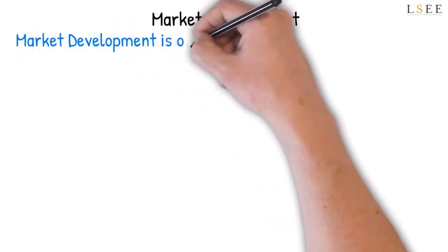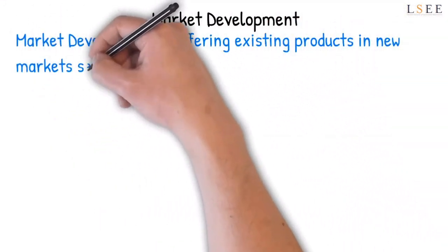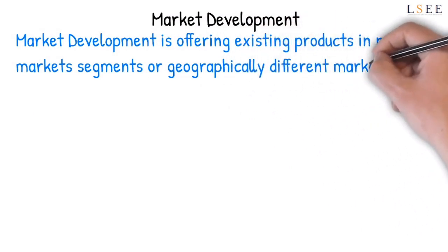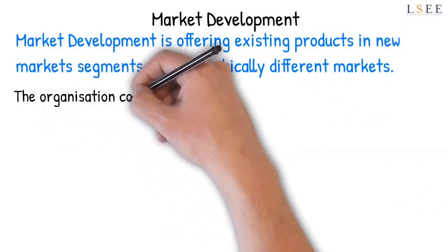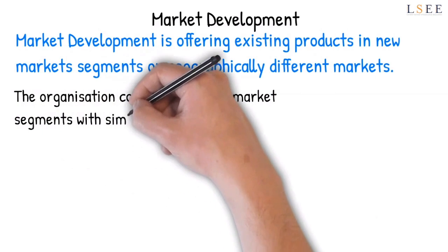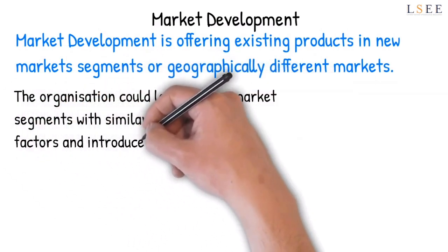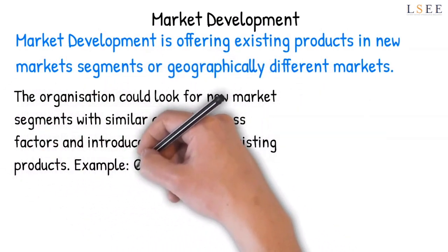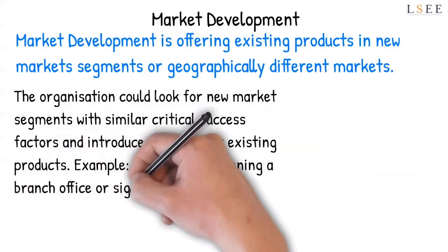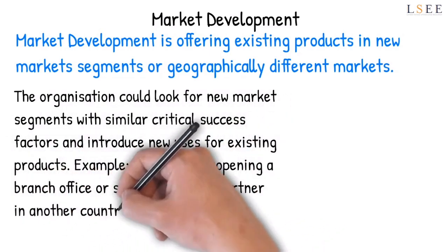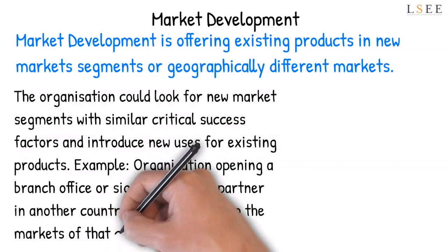Market development. Market development is offering existing products in new market segments or geographically different markets. The organization could look for new market segments with similar critical success factors and introduce new uses for existing products. Example: organization opening a branch office or signing up with a partner in another country to sell products to the markets of that country.